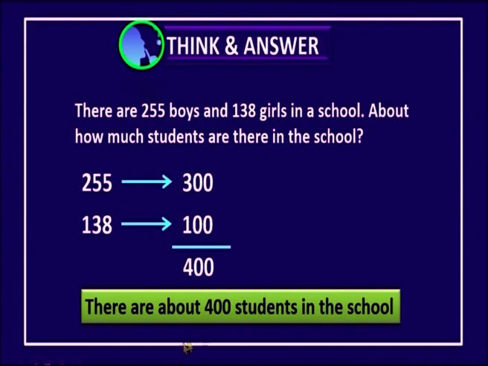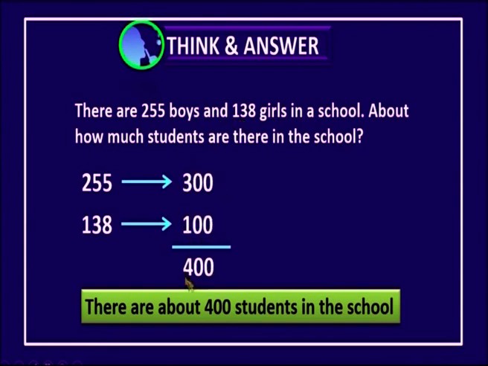Now here we are using, see, there are about 400 students. It is not exactly 400. It is nearly equal to 400 children. Okay. So this is what is called estimation. So we don't have to add exactly these two numbers. Roughly we are going to add these numbers.